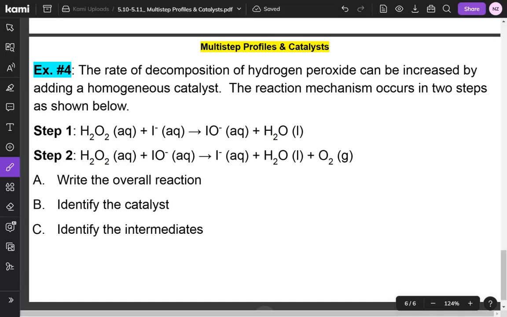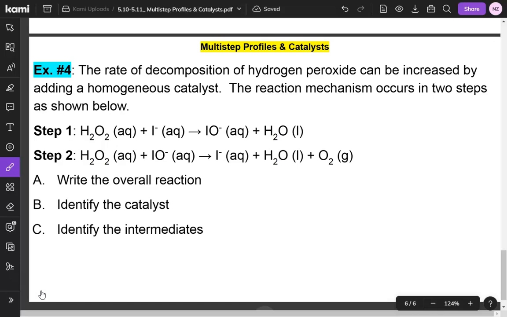All right, let's look at an example here. It says the rate of decomposition of hydrogen peroxide can be increased by adding a homogeneous catalyst. Again, homo meaning the same, it's going to be the same phase. The reaction mechanism occurs in two steps as shown below. Write the overall reaction, identify the catalyst, and identify the intermediates. So let's look at a few things here. If you're looking at both reactions, a couple of things might pop out because they appear multiple times.